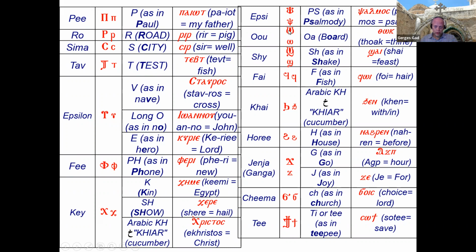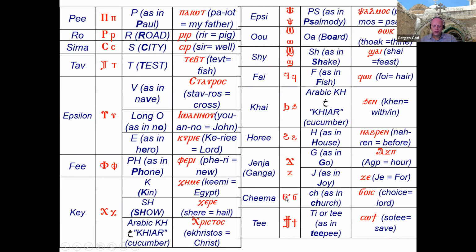U, which is the w, is like an oa sound, like an open a, like thok, like we say thok tatigo. Shai is the sh sound, like shy. Phi is F. Chai is the kha sound, like in Arabic, like khin, like we say jibiniyotet khin nifiowi. Hori, which looks like a backwards S, is the H sound, like nahrin. Jinja is the G or the J sound.